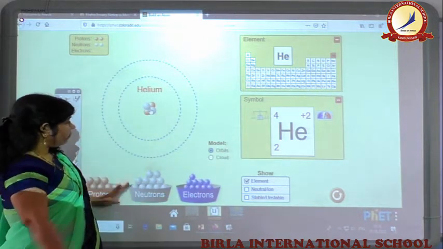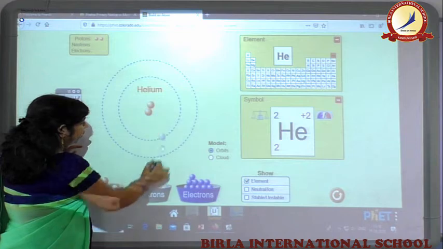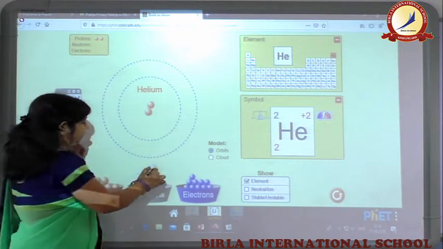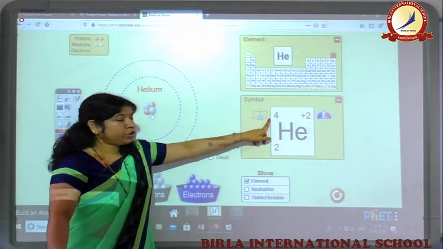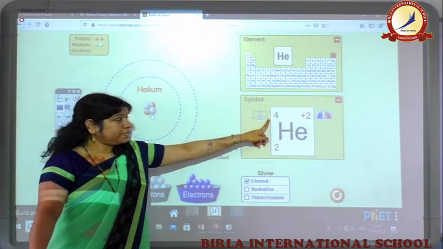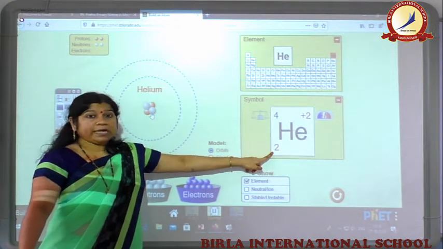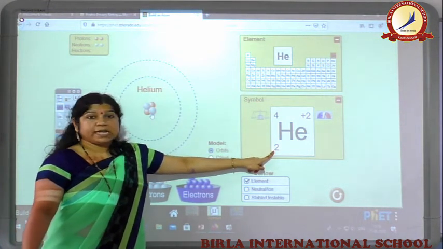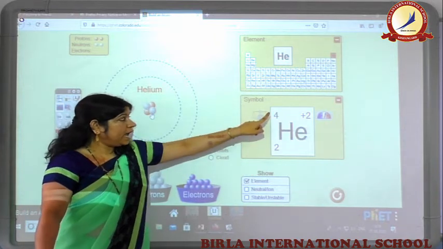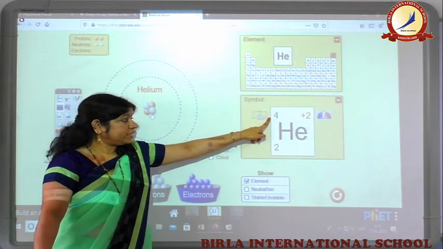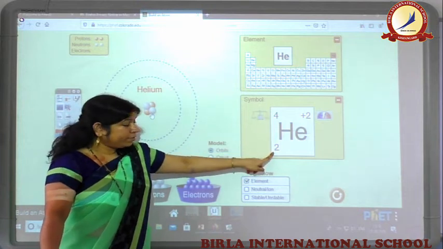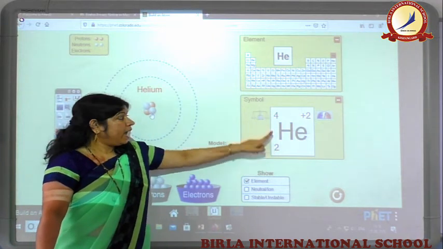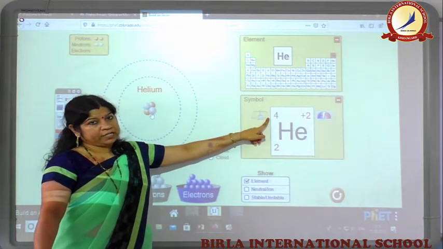And when we have added 2 neutrons here, there is no change here. Change was only here. So this means that the atomic number is written towards the left hand side of the element and the mass number is written here again on the left hand side. But atomic number is written at the bottom and the mass number is written at the top.